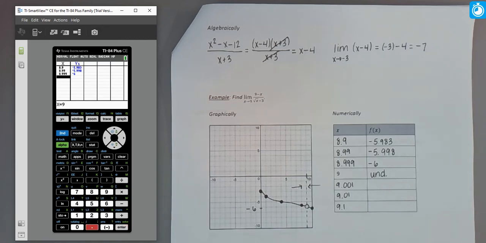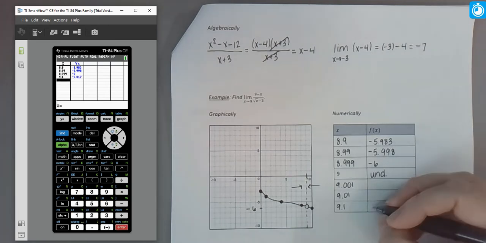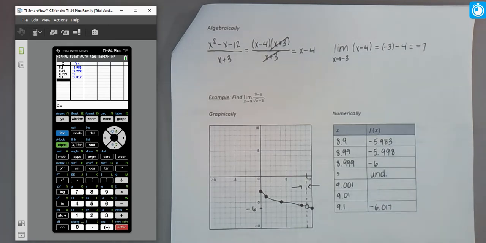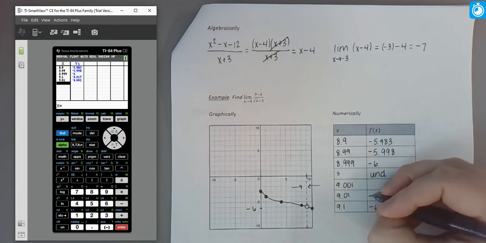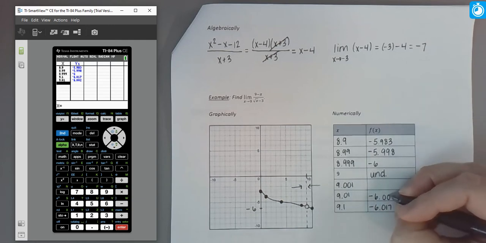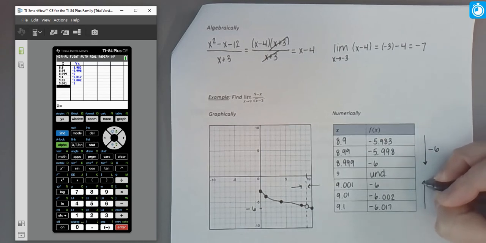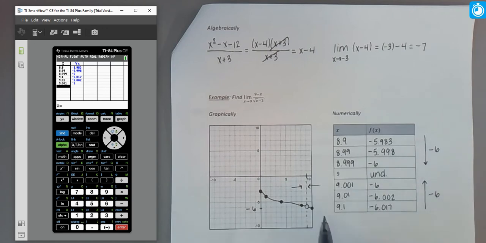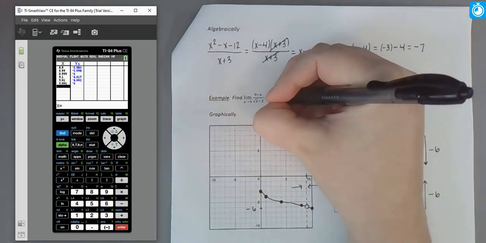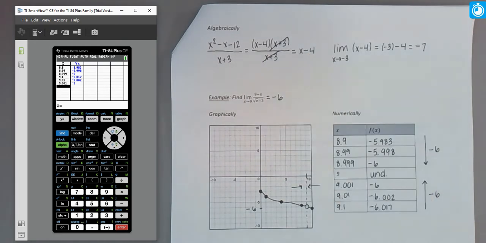Okay, now what about the other side? 9.1, negative 6.017, 9.01, negative 6.002, and then 9.001. Again, same kind of thing. It's not truly negative 6, but it's so close that your calculator can't handle the decimals that go with that. So from one side, we're approaching negative 6. From the other side, we're also approaching negative 6, which confirms what we see from the graph. So the value of our limit will be negative 6.